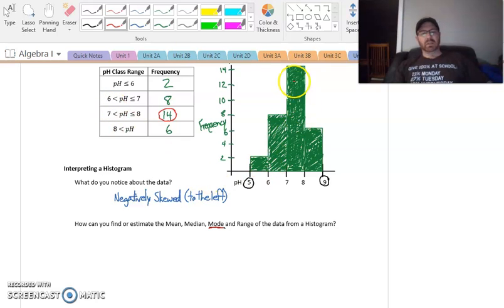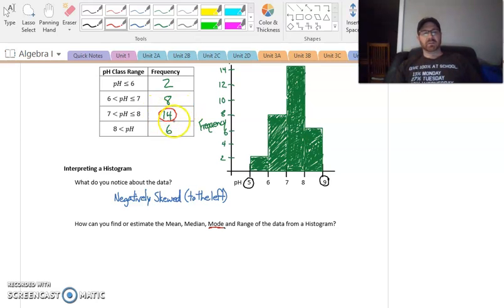All right, so now that we have our histogram, we want to be able to approximate or estimate the mean, median, mode, and range of the data just from the histogram and the frequency table. We're going to imagine that we don't know what all that data was originally, and this is all we're given.